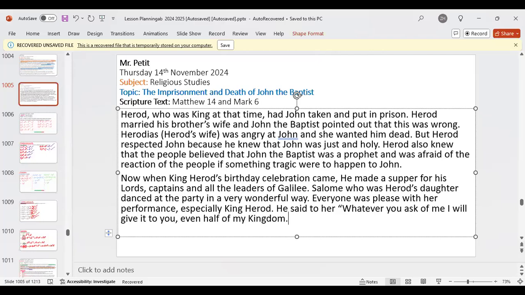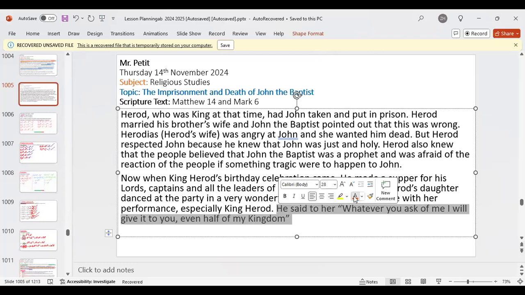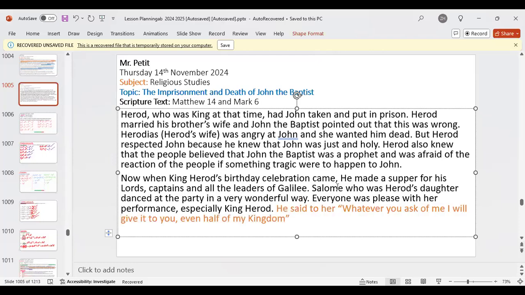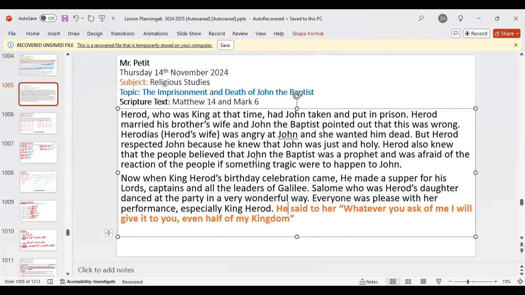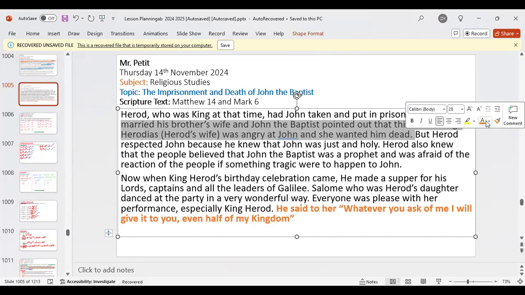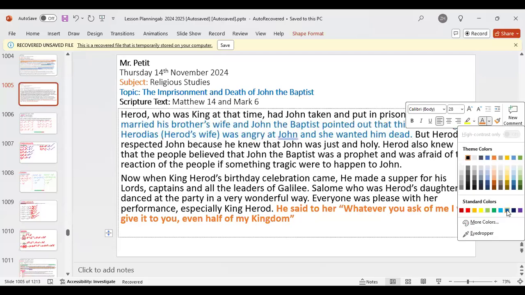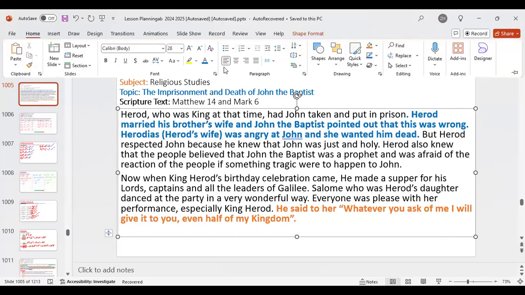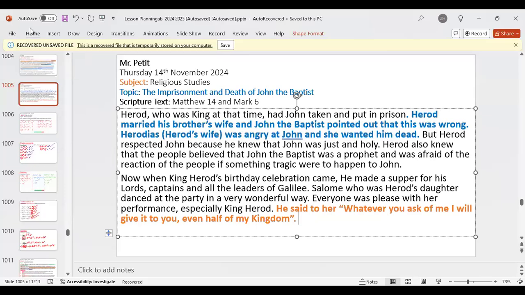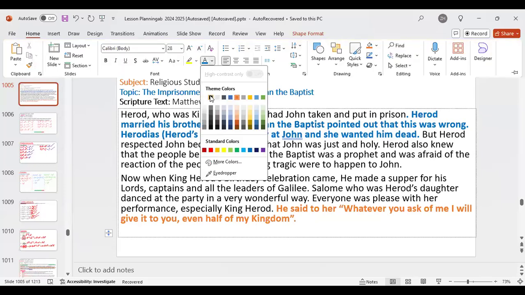He probably was drunk. He probably was intoxicated. I believe that. And he did it before the people. And so what did she do? The first thing she did was she ran to her evil mother, that evil and wicked lady. And she asked for the head of John the Baptist on a platter.